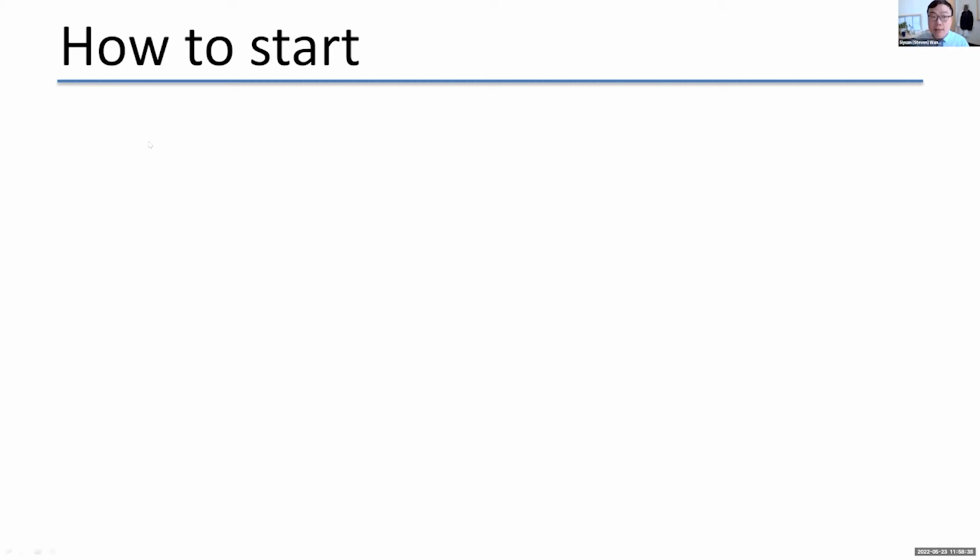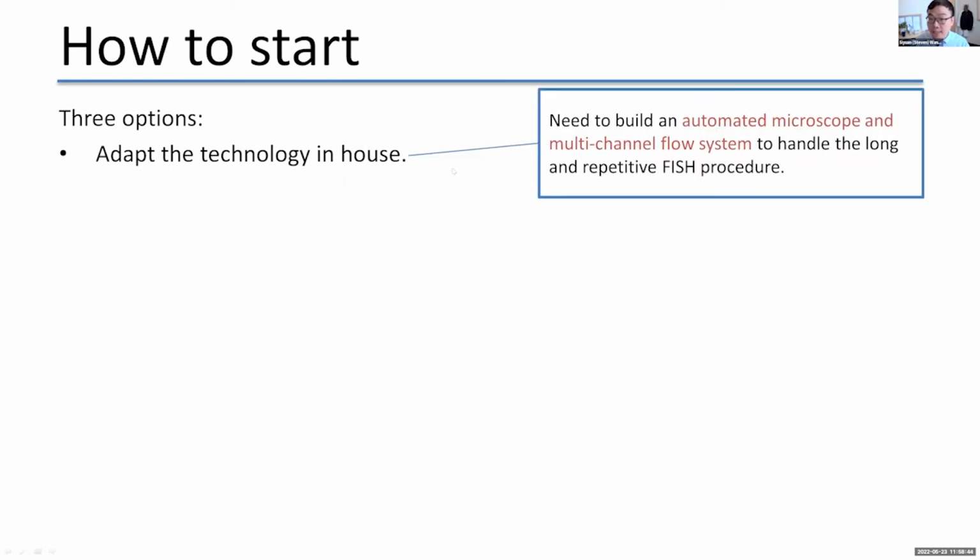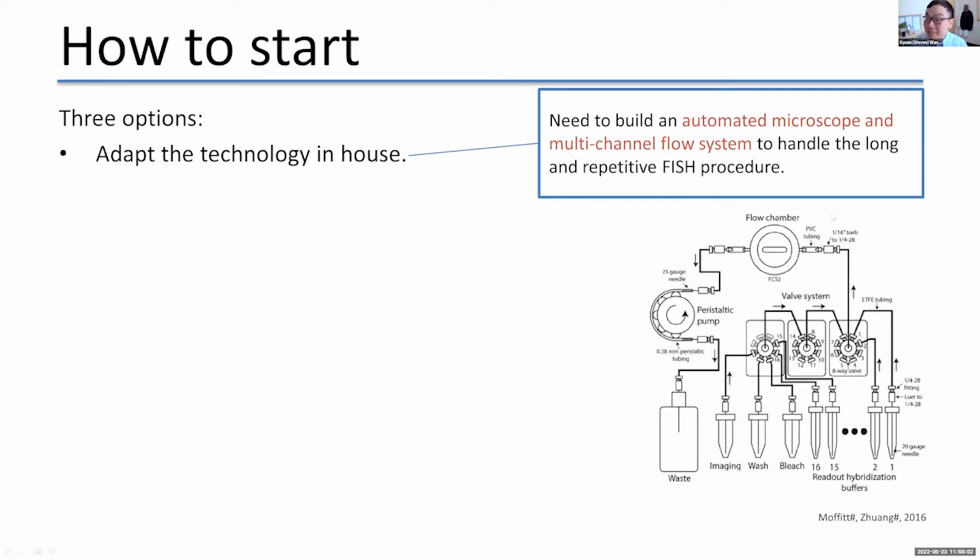All right, so we talked about how it works, what's the benefit, what's the pitfalls and solutions. How do I start? Well, there are 3 options. The first one is to adapt the technology in-house, and this is doable. The key is you need to build an automated microscope and multi-channel flow system to handle the long and repetitive FISH procedures, at least overnight. And no student would want to stay in the microscope room overnight, I imagine, to do this manually. So the whole system design is published, and people have adapted this in-house. So this is a possibility for sure.